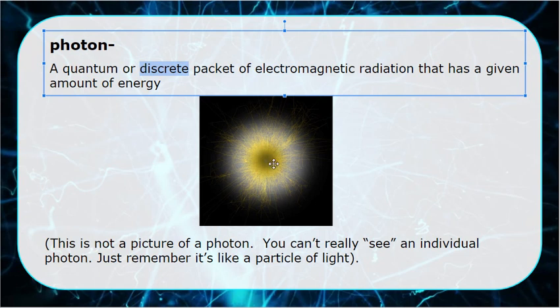So when you have these photons, if you have one photon, then you have one photon. If you have two photons, then you have two photons. But you can't have like 1.5 photons. That's what quantum and discrete means. It means you can't break it up into pieces. Take the whole thing or nothing.